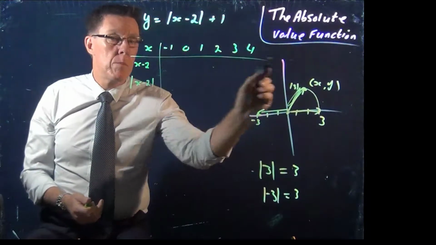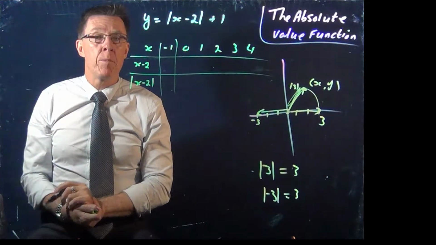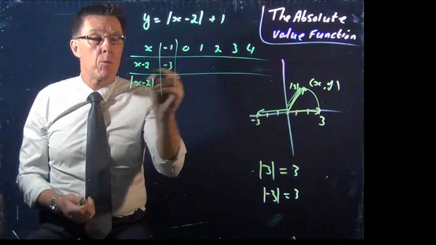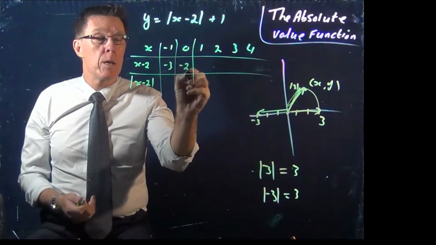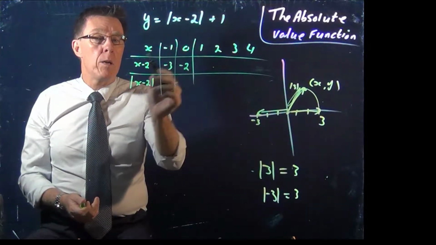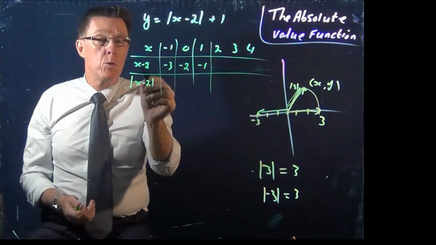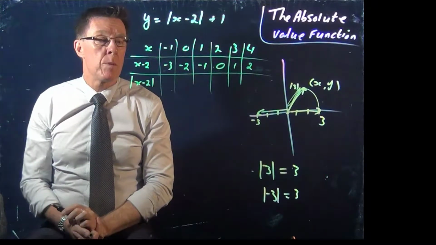So, let's choose when x is equal to -1. Let's put it into this. If x is -1, I've got -1 take 2 is -3. If I put 0 in, 0 take 2 is -2. I put 1 in, 1 take 2 is -1. I put 2 in, 2 take 2 is 0, clearly +1, +2.